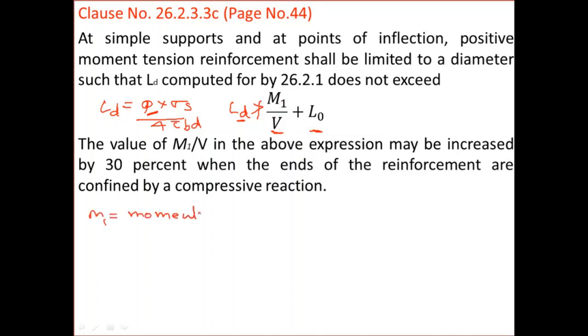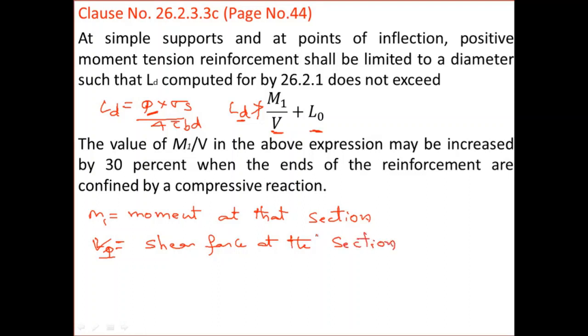Now here what is M1? M1 is the moment at the section. Then what is V1? V1 equal to shear force at the section. Then what is L0? L0 equal to, okay, now this is the simply supported beam, suppose.